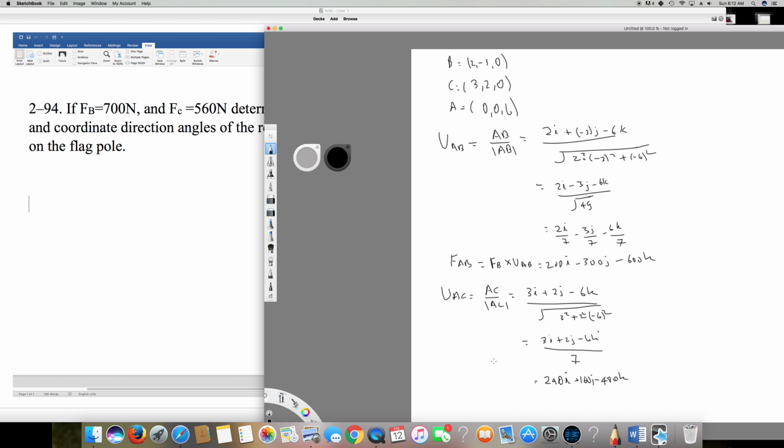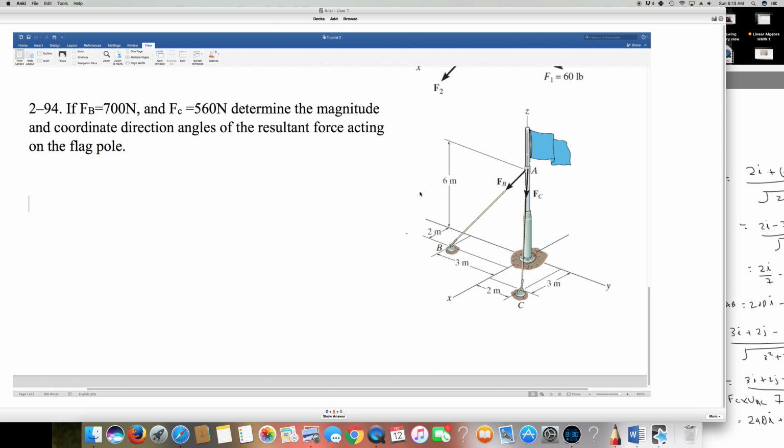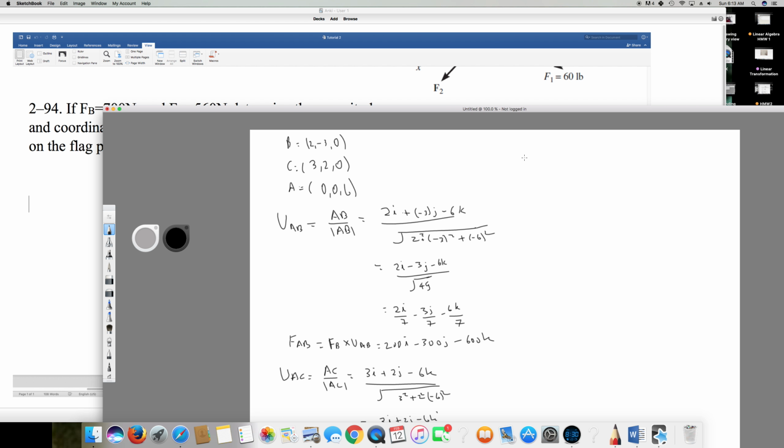Now I can calculate FAC, because FAC is equal to FC times UAC. So I have multiplied, this is my answer. To find the resultant force, I have to simply add both of them together. If I add FAB and FAC, it will give me the resultant force, because if you see the diagram, there are only two forces acting, and that is bringing the equilibrium.